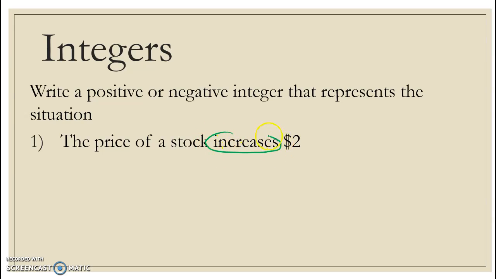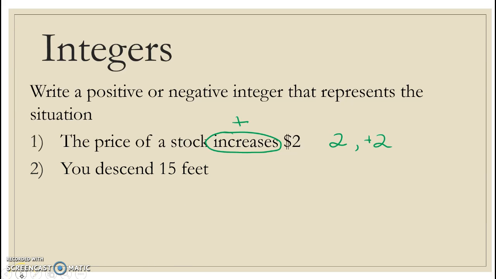So that increases tells us it's going to be a positive number. So here we would write 2, or we can write a positive integer with that positive sign, positive 2. Either one is fine. You do not need both, but either one is acceptable.